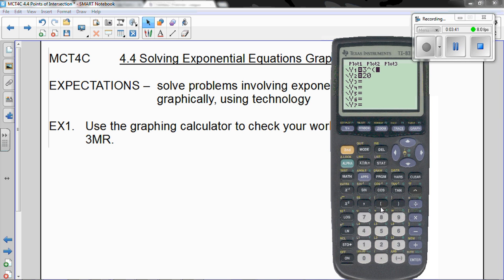3 to the exponent, in brackets, I'm going to put my exponent 2x minus 3. And in here, I'm going to put the square root of 27 to the exponent x. And if you can't find the square root key, well, there's the square root there. See it? But I could have put 27 to the exponent x over 2 if I wanted to, right? But I'm going to try and put this in exactly as it appears. 27 to the exponent x.